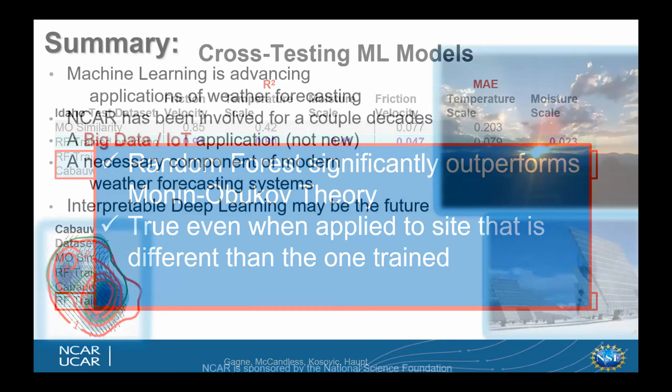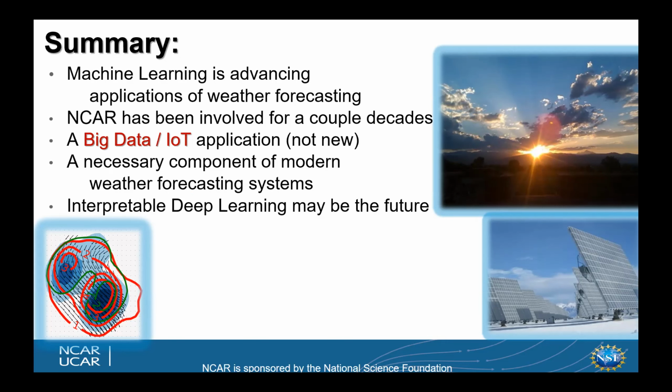So in summary, I want to point out that machine learning really is advancing applications of weather forecasting. It's being used by the national centers, in research being done at NCAR, and by the commercial companies when they apply best practices. Forecasting for many applications always includes machine learning now. NCAR's been doing research in the field for several decades now. It really is a big data, Internet of Things application. It's not at all new. We've been doing it for 20 years.